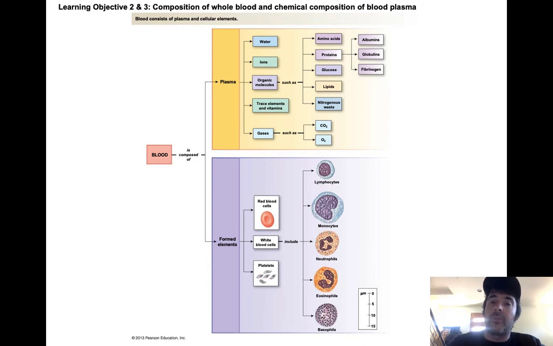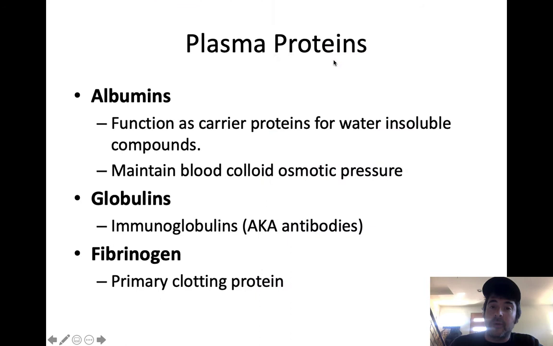Another primary role of blood plasma is it has functional proteins. And these functional proteins serve specific roles within the body that we're going to go through one by one. So plasma delivers nutrients to tissues, gets rid of metabolic waste and carbon dioxide from tissues, transports signaling molecules around, and has functional proteins. Our focal point here is going to be on the functional proteins, and we're just going to run through them one by one. So the three functional proteins you need to know for this class are albumins.